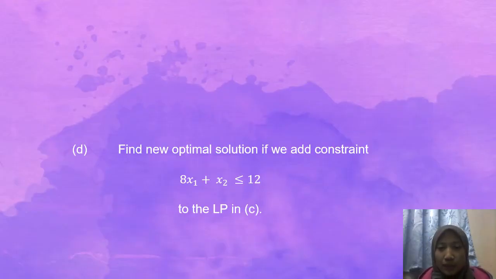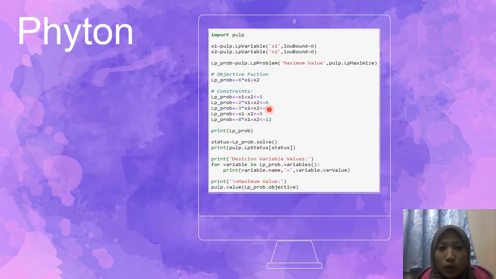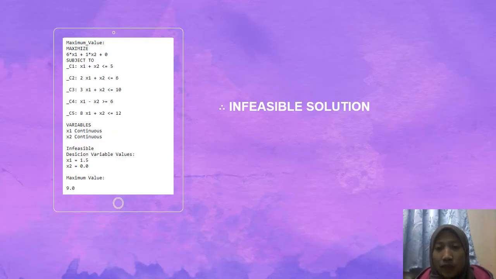And lastly, we still add a constraint, which is 8s1 plus s2 less than 12. And here is the fifth constraint. And as we generate the result, it is also infeasible since this cell is violated, which has the value -4.5. Although there is a value generated, it is infeasible, therefore the last answer should be infeasible solution. Okay, that's all.